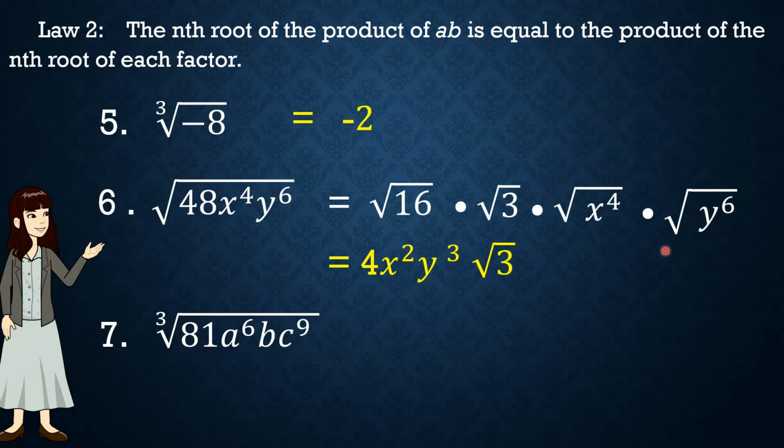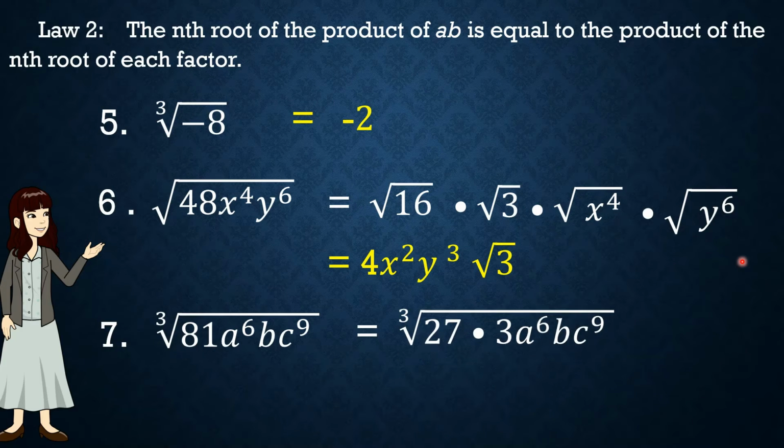Number 7. Cube root of 81, a raised to 6, b, c raised to 9. So take a number that has a factor that is a perfect cube. And that is 27 times 3. 27 times 3 is equal to 81. So a raised to 6, b, c raised to 9. When we get the cube root of 27, it becomes 3, correct? Cube root of a raised to 6, your exponent can be divided. You will divide 6 by 3, which is 2. So the exponent of a is 2. Then cube root of c raised to 9. So 9 divided by 3 is 3. So we have c raised to 3. Then inside the radical, we have cube root of 3b. We don't have a perfect cube here. So our answer now is 3a squared c cubed, cube root of 3b.